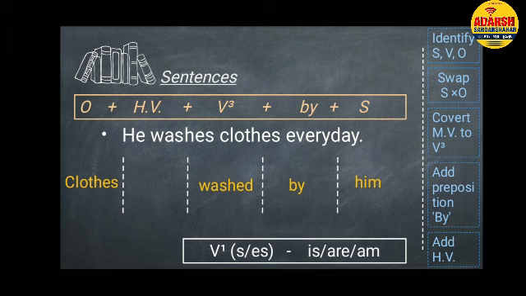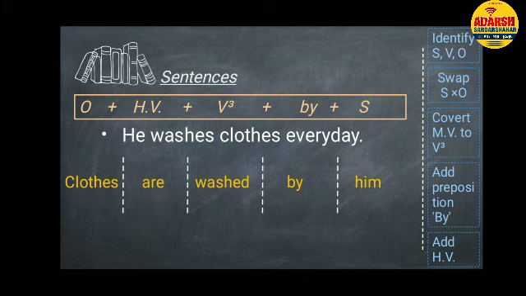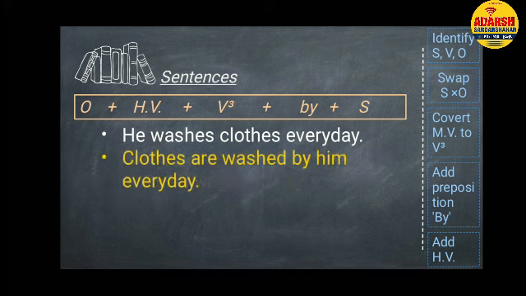Now here if you notice that our object, which is clothes, is plural. So that's why we are going to use here are. Now finally our sentence is ready. The sentence is, clothes are washed by him every day. Every day is an adverbial, so you can put it here.